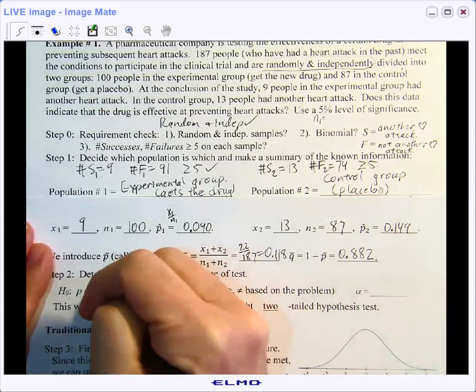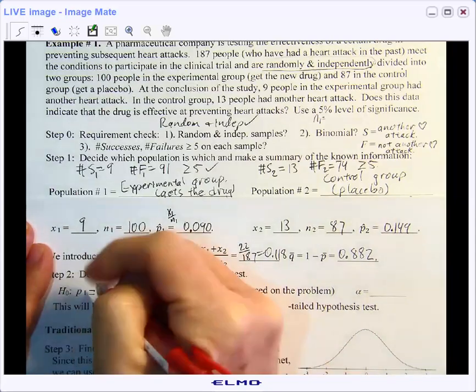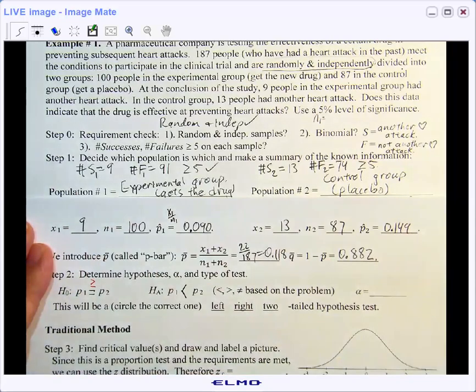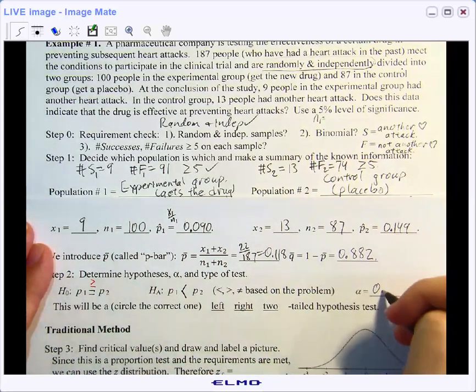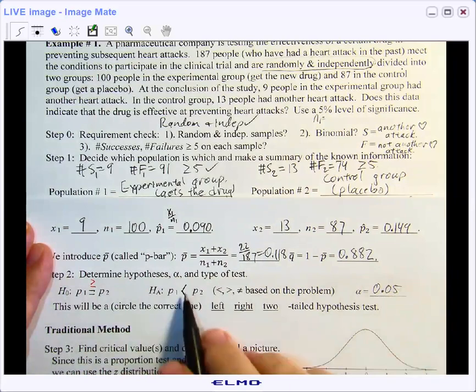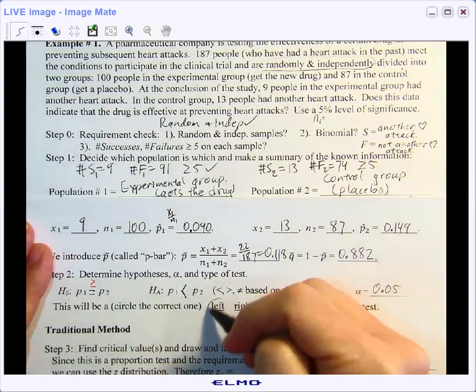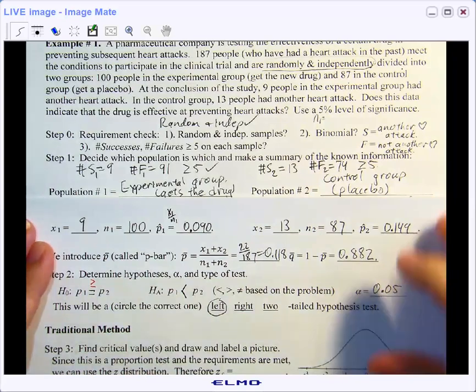Therefore, our null hypothesis, I'll just go ahead and go equals. You could use greater than or equal to, but I'm just going to go ahead and use equals. And we said that we were going to use a 5% level of significance. Okay. And based on our alternate hypothesis, we notice that less than is to the left on a number line. So this is going to be a left-tailed test.